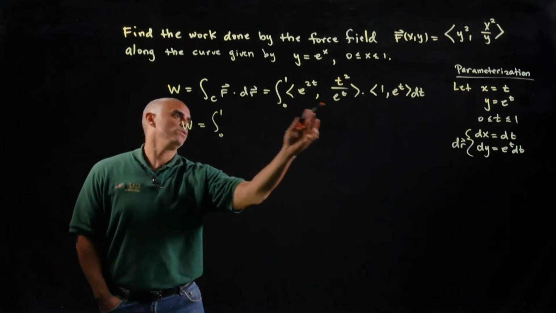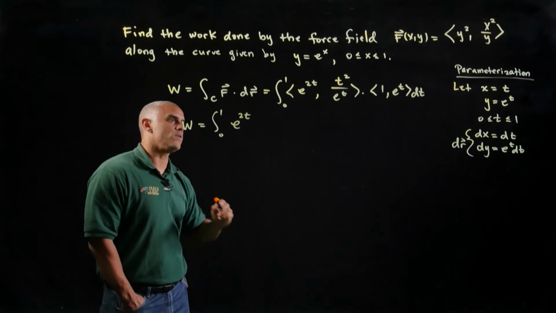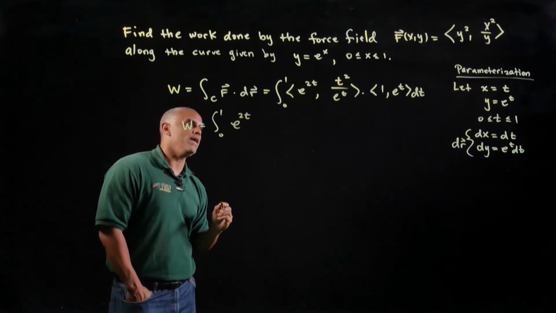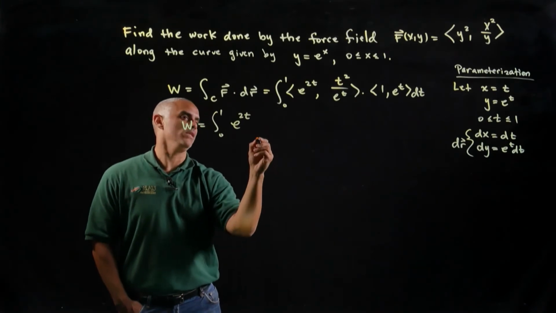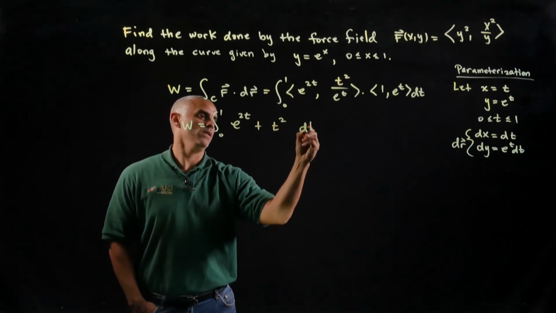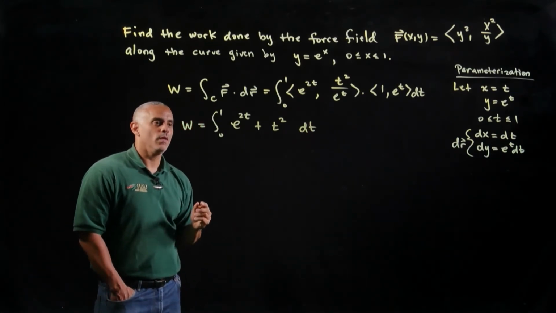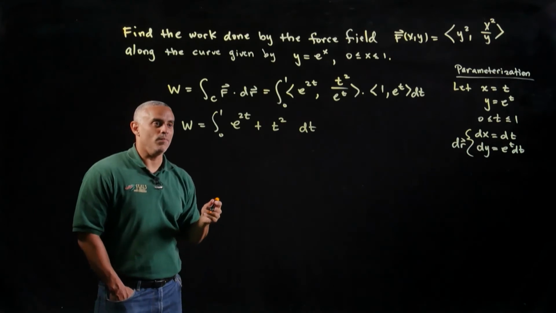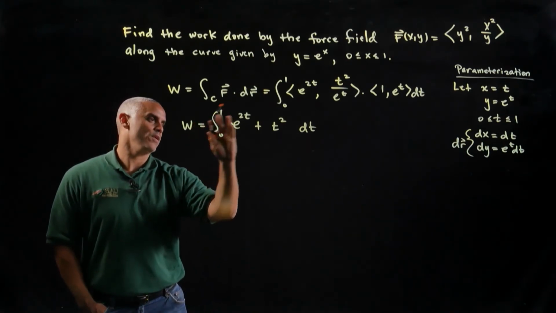So now my work simply becomes the integral from 0 to 1. I have e to the 2t times 1. I dot i gives me 1. j dot j gives me 1. So I get t squared over e to the t times e to the t gives me just a plus t squared dt. So it actually became pretty simple. That's the great thing about having these engineered problems. They're usually pretty simple.